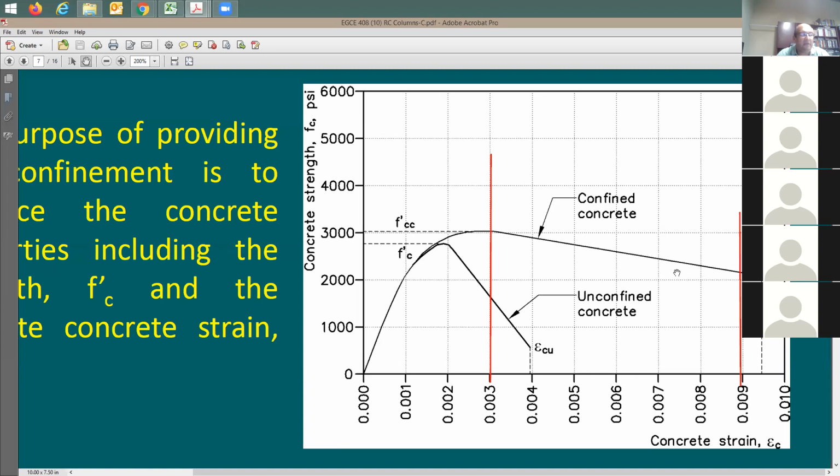This chart here is for how much the column is going to perform. How it's going to perform, you just look at this. But how much stress would you develop in the column under some given load? It's going to be the same stress, right?